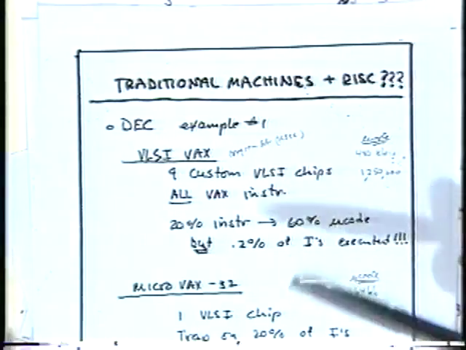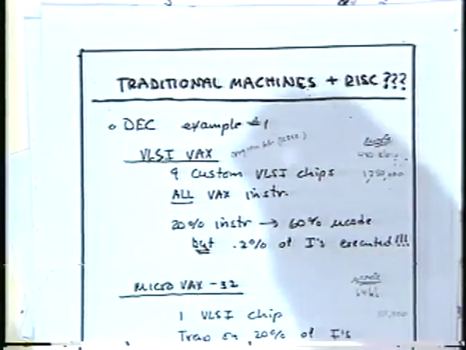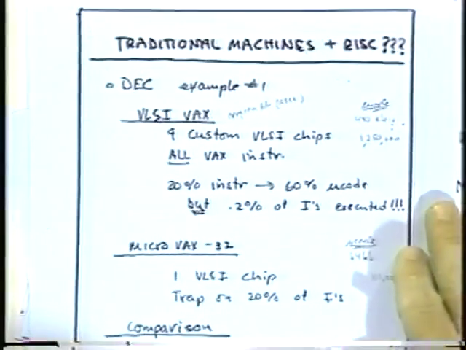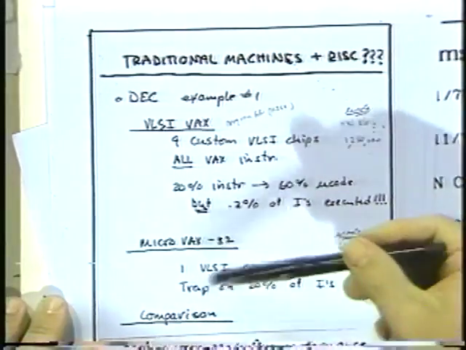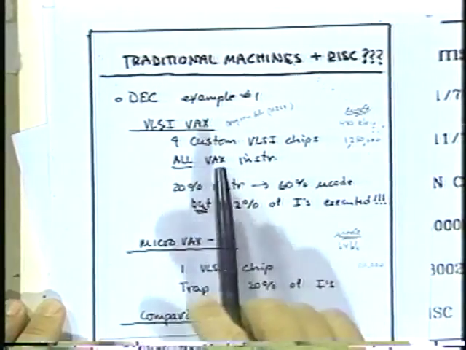What I want to talk about right now is what would happen if you try to use some of these RISC ideas on traditional machines. There have been 2 examples of them, some intentional and some not so intentional. This one is very topical today because Digital Equipment Corporation has just announced this morning a product based on this machine. So let me tell you the history of this.